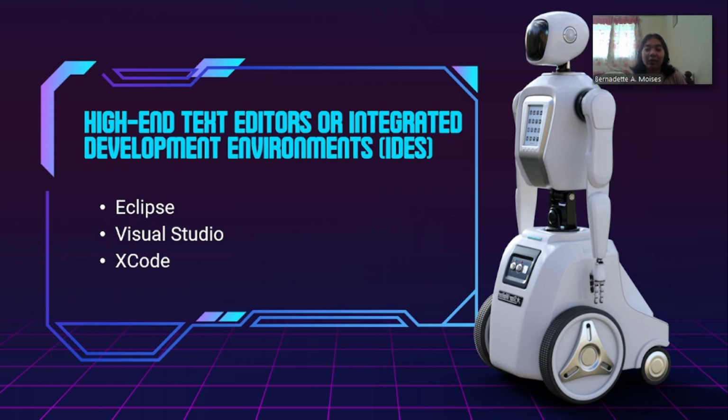High-end text editors are integrated development environments, or IDEs. We have different types of text editors like Eclipse, Visual Studio Code, and Xcode. For these three, we're going to focus only on one, which is Visual Studio Code. We're going to use this app to write our code and create our website later on.